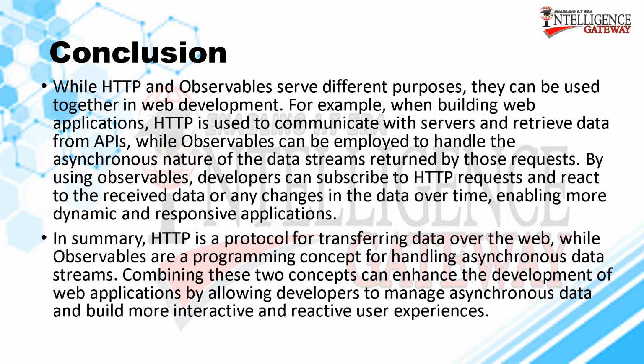While HTTP and observables serve different purposes, they can be used together in web development. For example, when building web applications, HTTP is used to communicate with servers and retrieve data from APIs, while observables can be employed to handle the asynchronous nature of the data, or any changes in the data over time, enabling more dynamic and responsive applications.